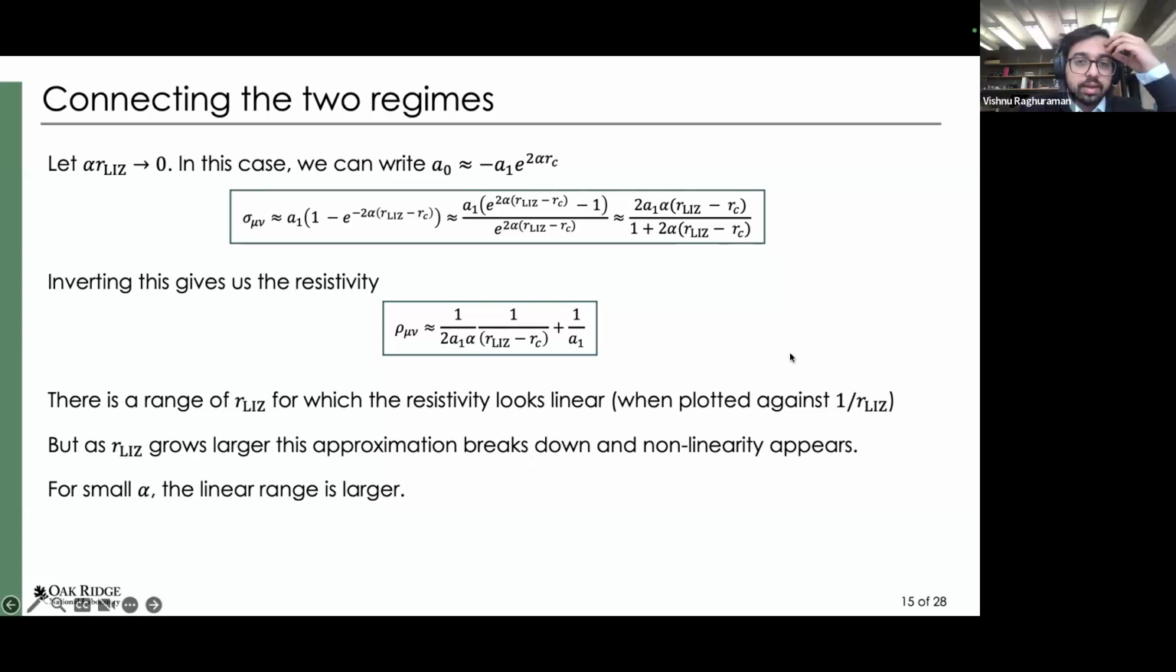Yeah. So basically this expression should be valid for RLIZ much less than 1 over alpha. But as RLIZ grows larger, this approximation should break down, of course, and you should get your non-linearity. But if your alpha is small, then 1 over alpha is quite large. So the range of RLIZ over which you see linearity will keep increasing. So that's the idea behind our plotting.